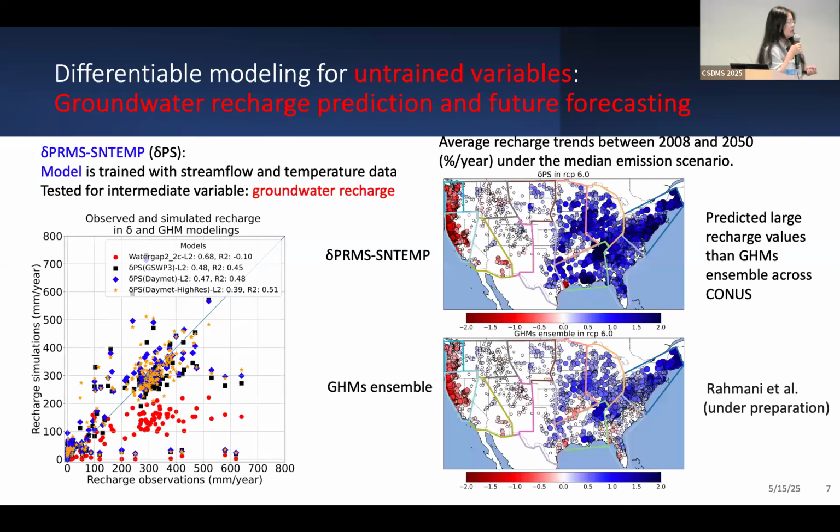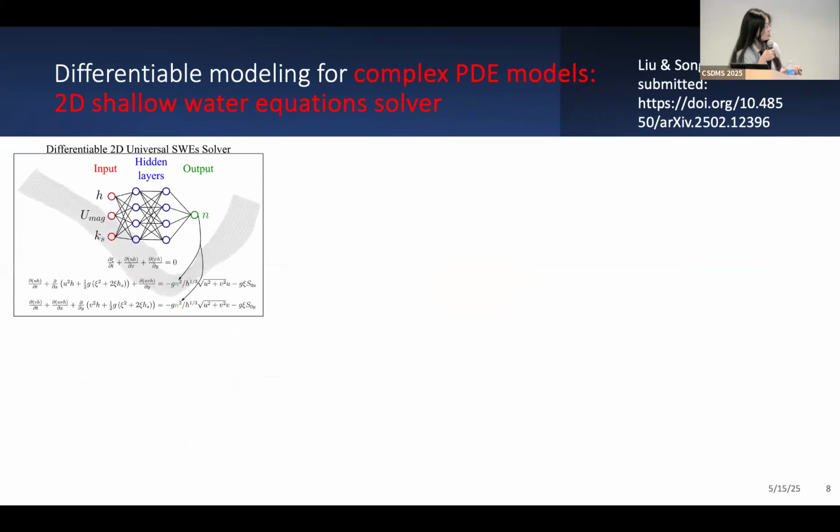Based on this, we did a long-term trend analysis, for example, a 50-year trend analysis under different emission scenarios. Here is the result for the median emission scenario. The differentiable models provided larger recharge predictions than the ensemble of the global hydrological models over CONUS. This work is under preparation, and I think it's going to be submitted very soon.